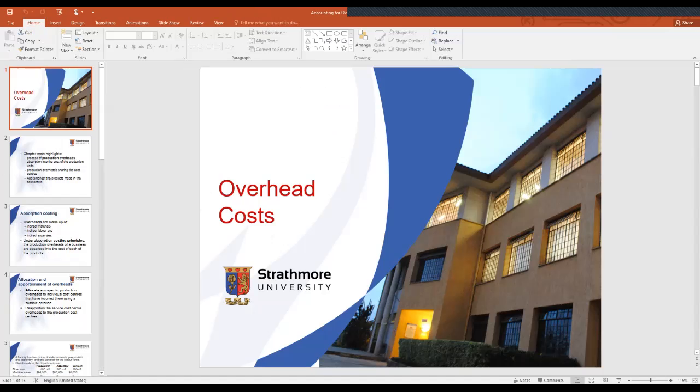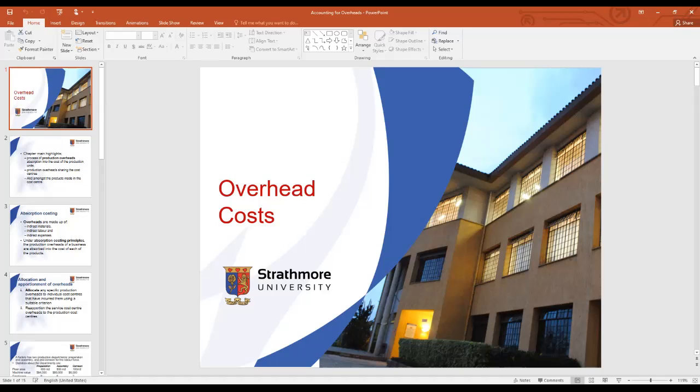Okay, so overhead costs, as we have been discussing so far, are costs that will not, at the end of the day, form part of the inventory costs. Take the case of the indirect labor costs and the indirect material costs that we have been discussing. How do you account for those overhead costs? That is what we want to discuss in this topic: accounting for overhead costs.